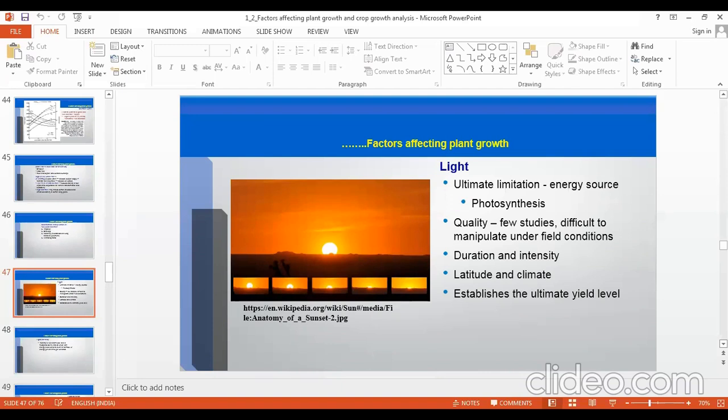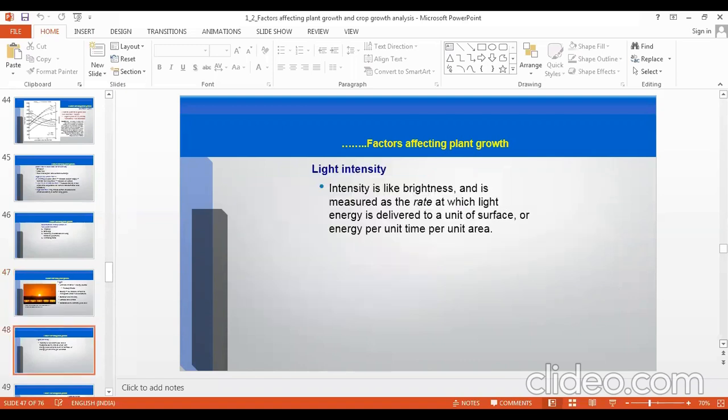Like temperature, similarly optimum light intensity is already defined for all kinds of plants. Some plants grow in high light intensity and they can increase their photosynthesis up to a certain level or limit of light intensity. And some cannot tolerate even medium levels of light intensity. They like to grow under shade conditions. So light intensity is very, very important.